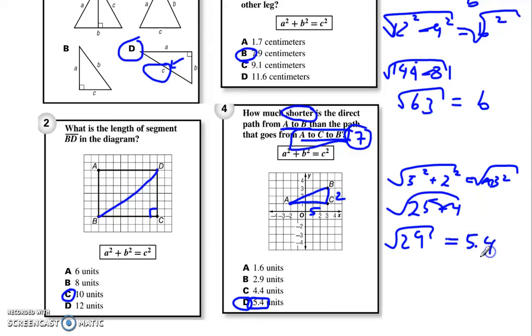However, that was not the question. Now we go back here, we say it's how much shorter, so 7 minus 5.4, and that is 1.6, not 5.4. Don't fall for that silly trick.